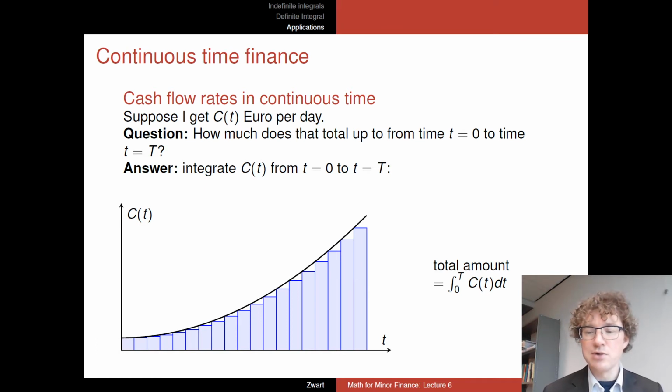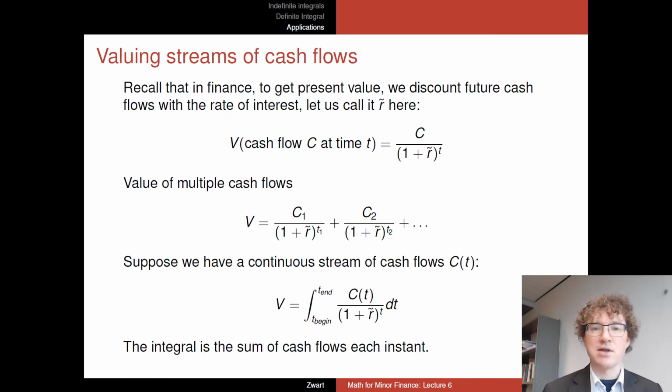So that's what we're going to do. We want to compute this integral, except of course in finance we're not that much interested in the total sum of money itself, but we like to look much more at the present value of these flows of money. So again, what were these present values?